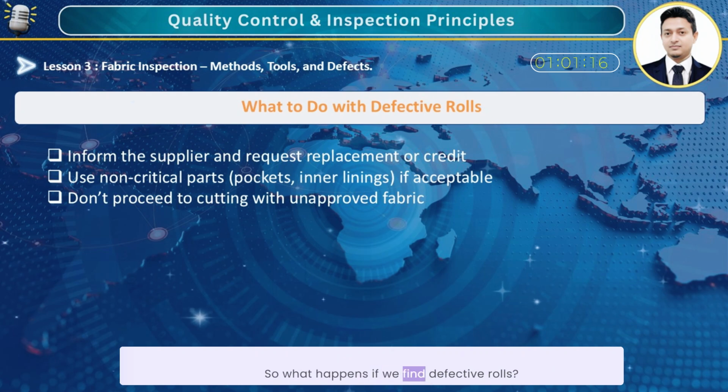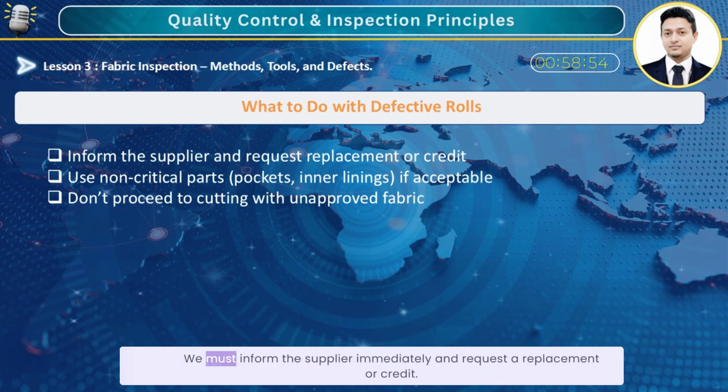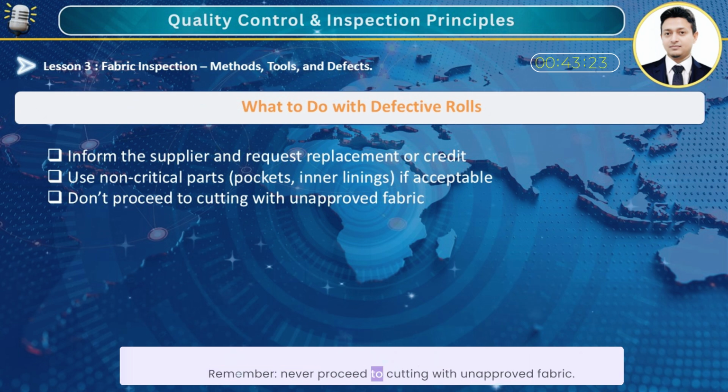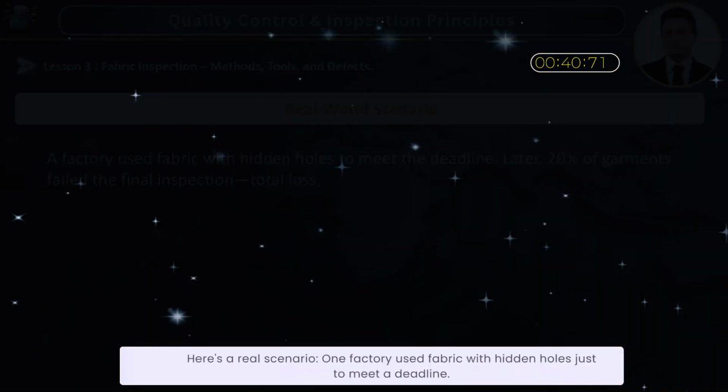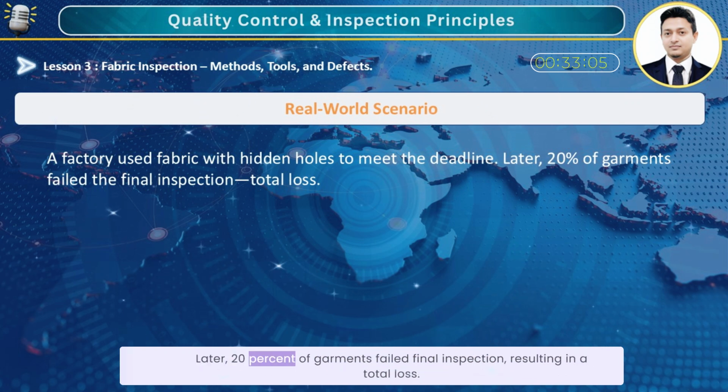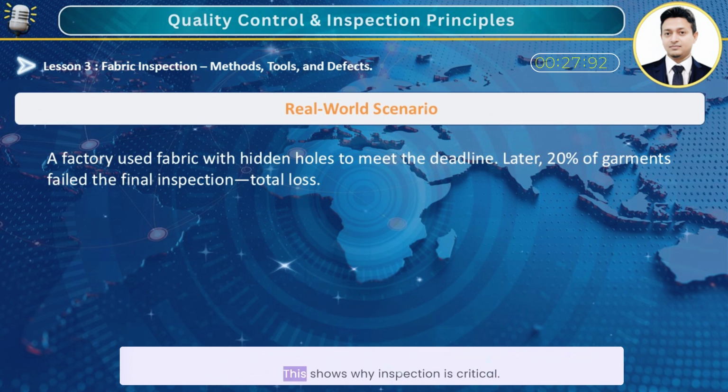So what happens if we find defective rolls? We must inform the supplier immediately and request a replacement or credit. In some cases, non-critical parts like pockets or inner linings can be cut from defective fabric, but only if approved. Remember, never proceed to cutting with unapproved fabric. Here's a real scenario. One factory used fabric with hidden holes just to meet a deadline. Later, 20% of garments failed final inspection, resulting in a total loss. This shows why inspection is critical.